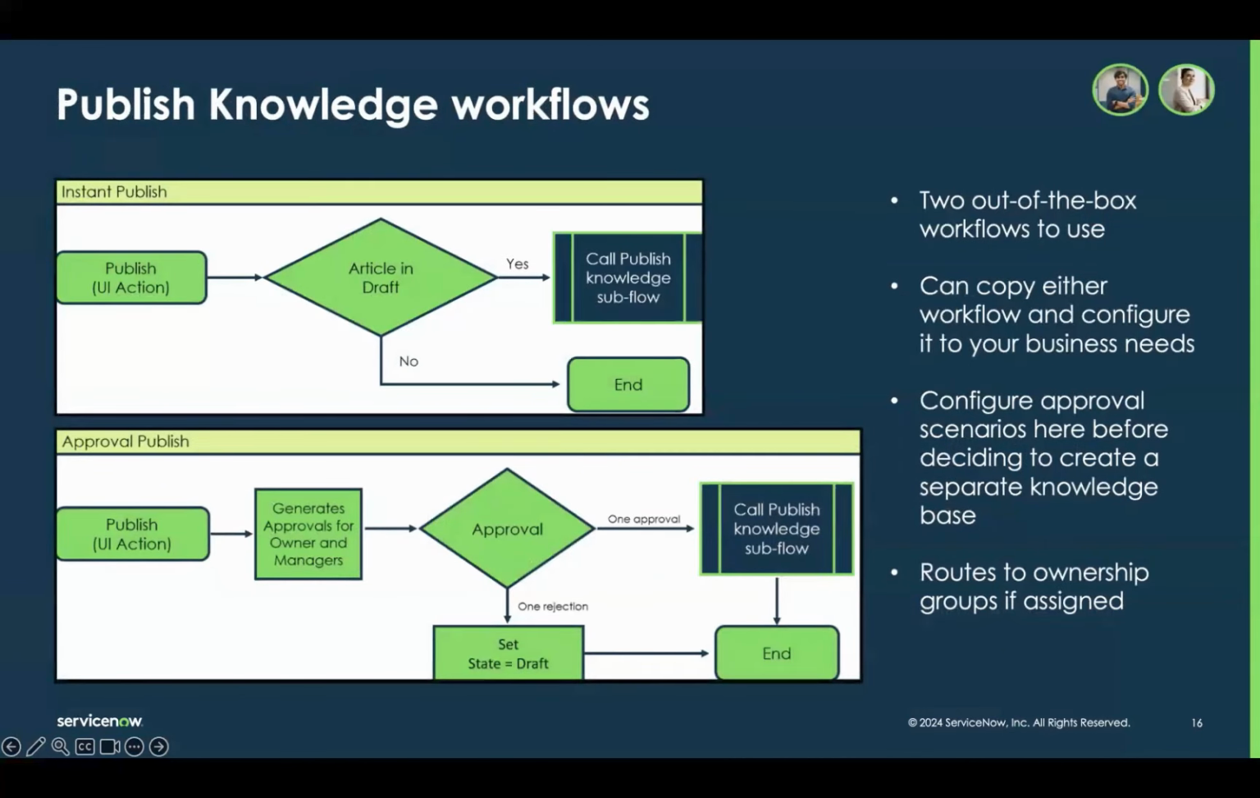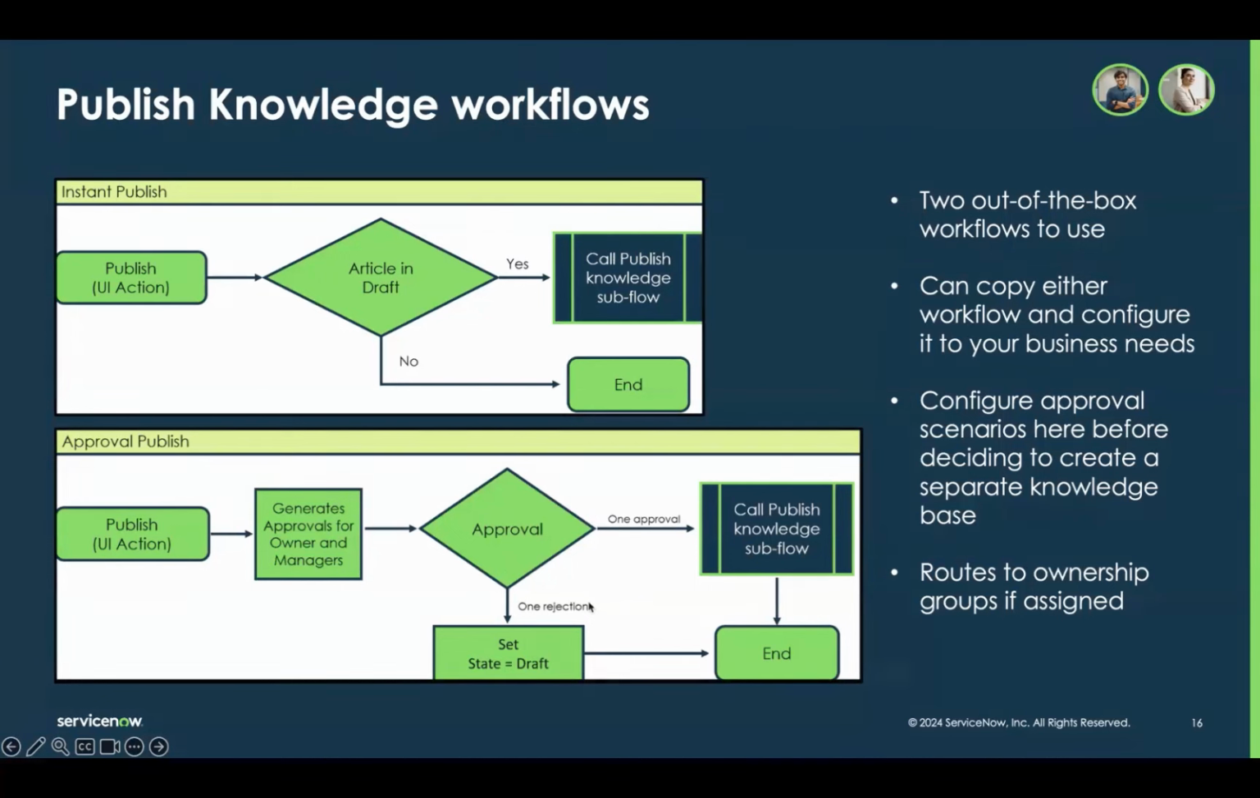Hopping into workflows real quick, since we're talking about those, we do have 4 out-of-the-box workflows that you can use. So we have an instant publish and an approval publish. So instant publish, right? No checks need to be done. Let's just go ahead and instantly publish this. Your approval publish, right? There's some kind of check that needs to be done. If you're not using ownership groups out of the box, that's going to go to your managers and your knowledge base owner. So there are fields on that knowledge base form that it'll go to. If you're using ownership groups, it is going to go to the ownership group instead of these folks. So that's a differentiation in how that workflow works.